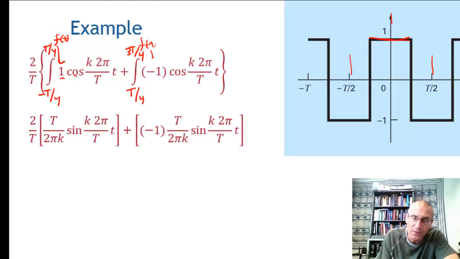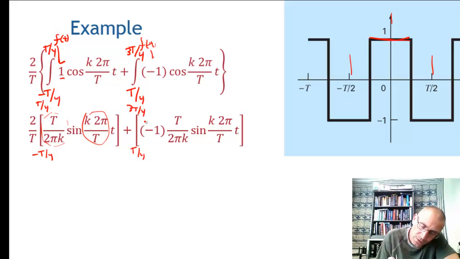The integral of cosine is a sine, and then I've got to include this coefficient value out here. So it's going to be T over 2 pi k, because that's what this term is right there. Now I've performed my integration, and I'm going to need to evaluate. The first one is going from minus T fourths to a positive T fourths, and the other one is going from T fourths to 3T fourths. That's the values I'm going to be putting in for my value t there.